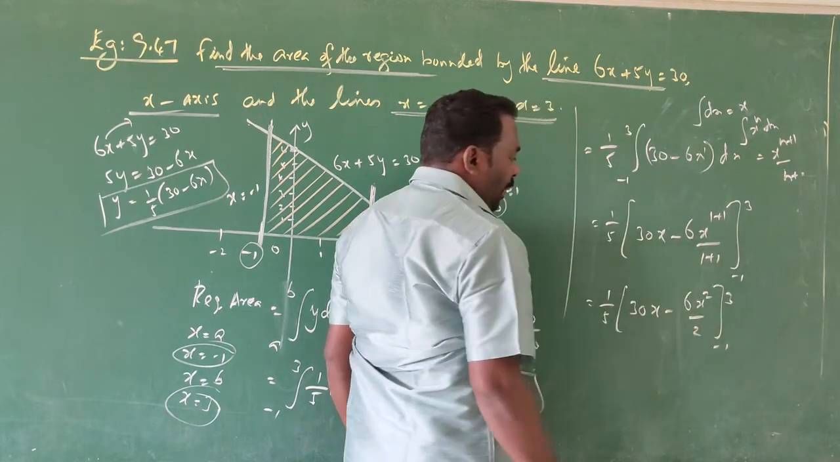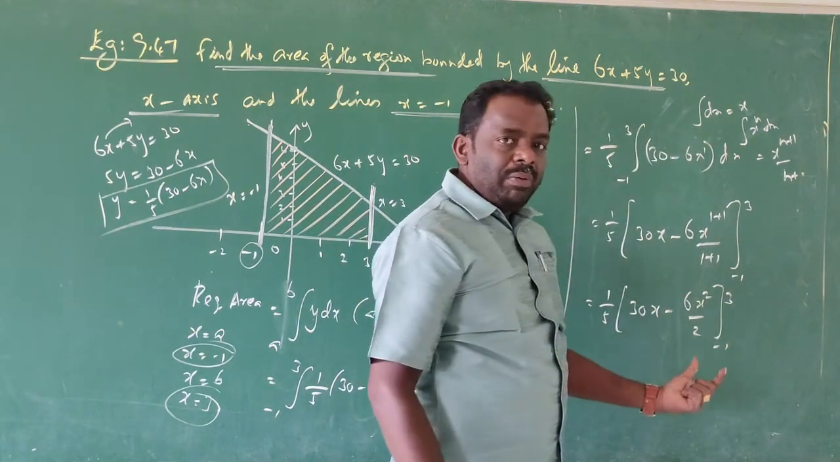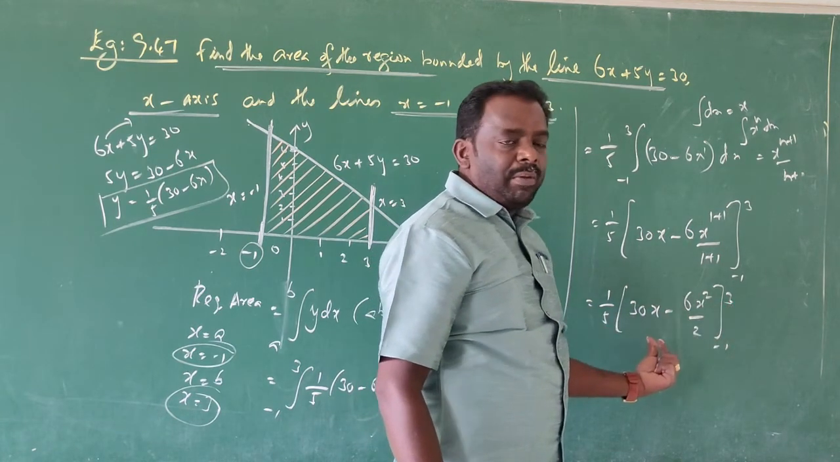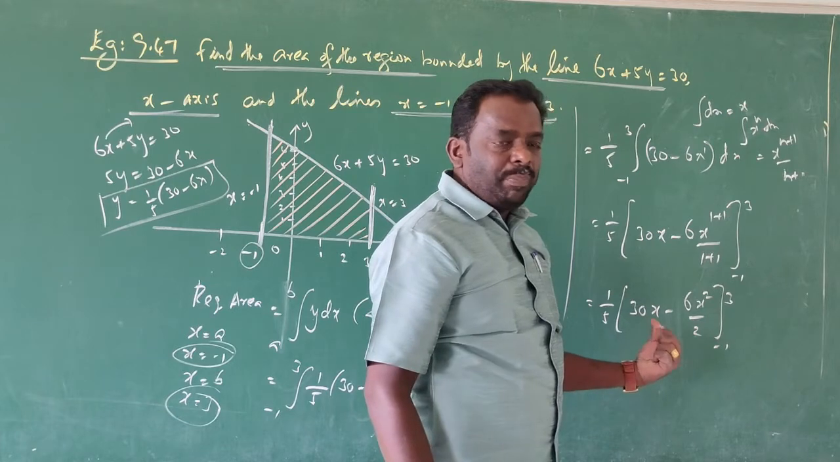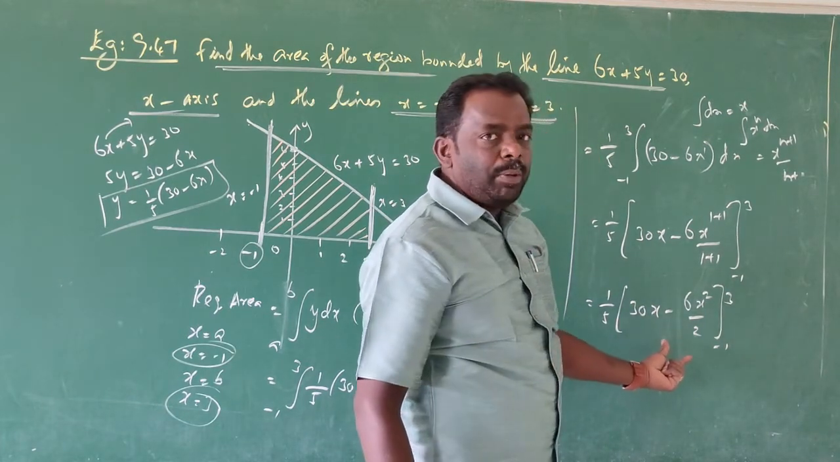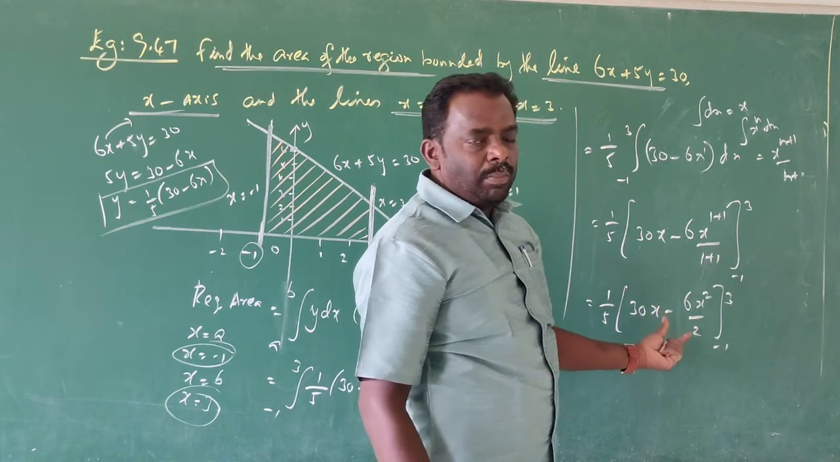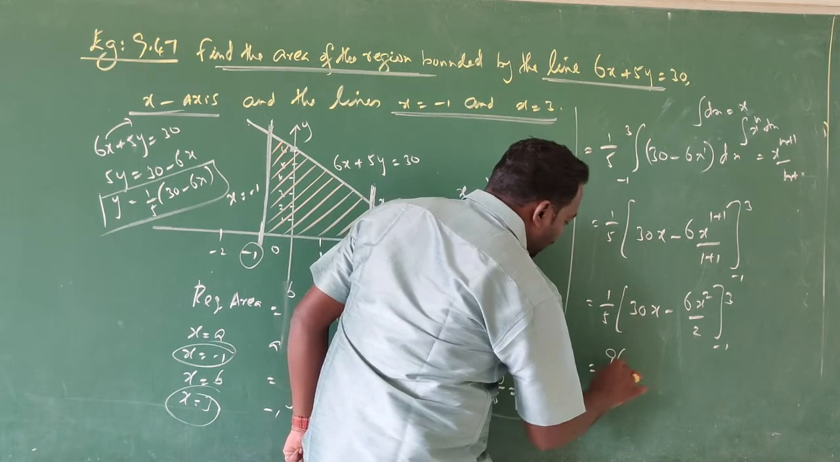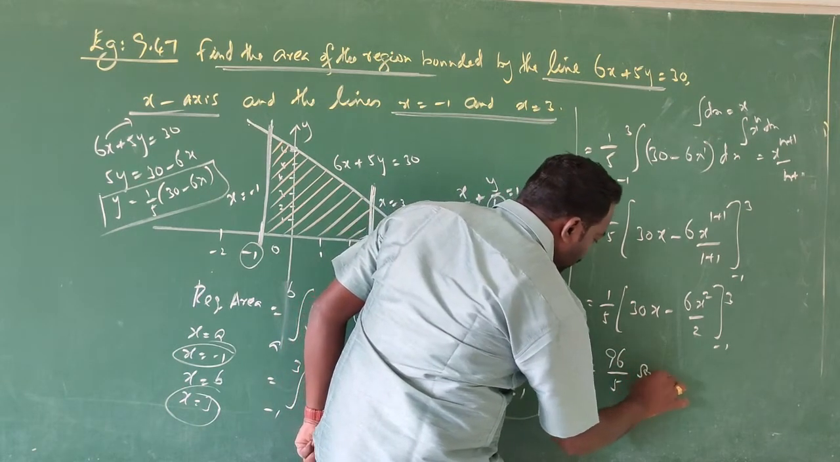Now we know how to apply the upper limit and lower limit values. Already several problems are solved. Applying the upper limit is f of b, minus f of a, applying the second fundamental rule to simplify. Therefore, finally we get the answer 96/5 square units.